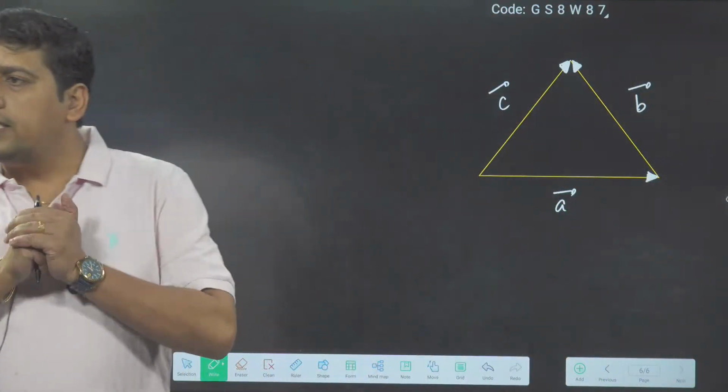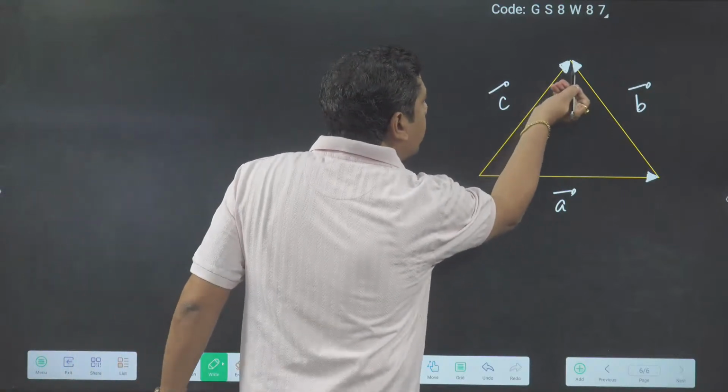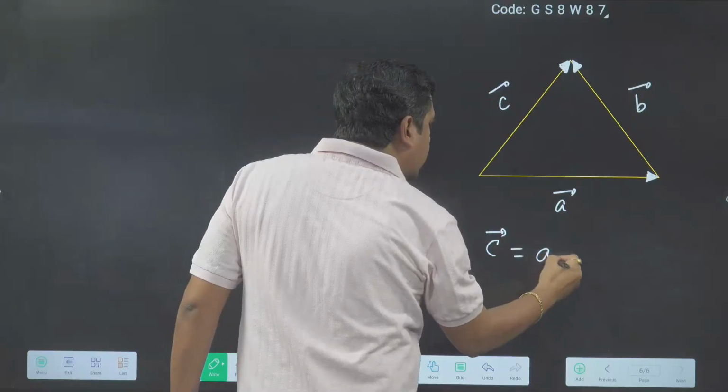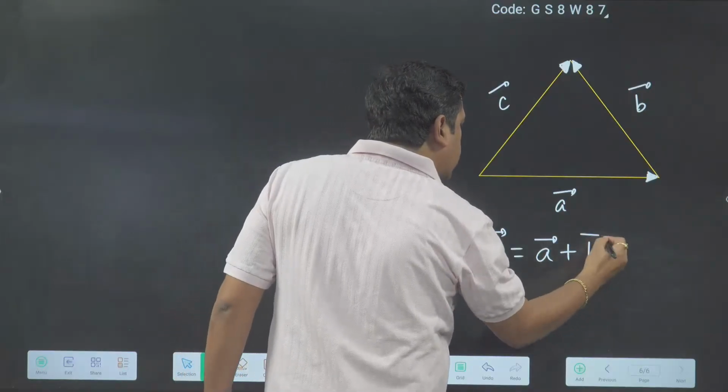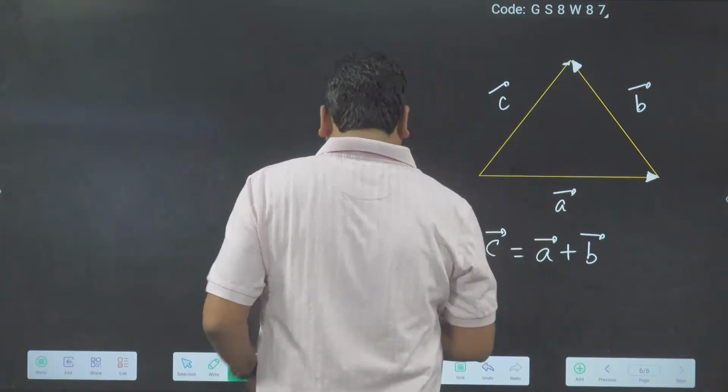C vector is the resultant because C vector is head to head and tail to tail joint. So we can say that C vector is the resultant of A vector and B vector. This we discussed in the last class. Now, what I want to do is this.